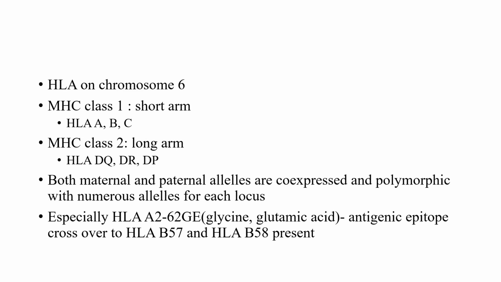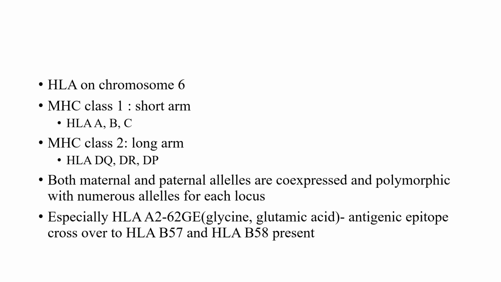So, what are these major histocompatibility complexes which are important in antigen recognition? They are coded on chromosome 6. There is a short arm and a long arm. The chromosome 6 short arm codes for the major histocompatibility complex class 1, which includes HLA-A, B, and C. And the chromosome long arm codes for the major histocompatibility complex class 2, which are HLA-DQ, DR, and DP.